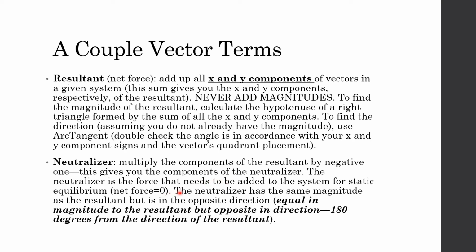The neutralizer is the force, as I already mentioned, to be added to the system for static equilibrium. So this means when you sum up all the forces with the neutralizer included, you're going to get a net force of 0. The neutralizer has the same magnitude as the resultant, but it's going to be in the opposite direction. So it's going to be 180 degrees from the direction of the resultant. You can see that I've summarized that here. Neutralizer is equal in magnitude to the resultant, but it is opposite in direction. Okay?